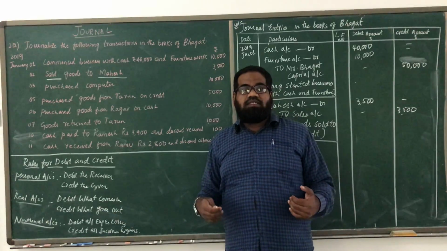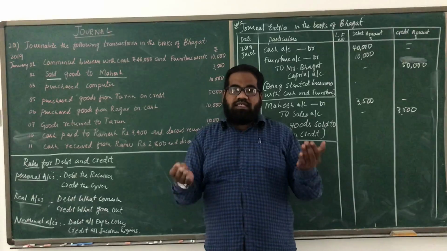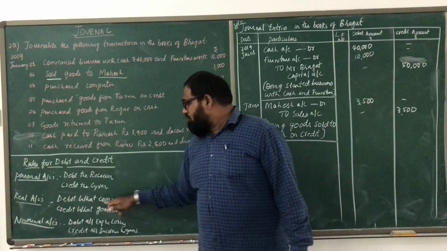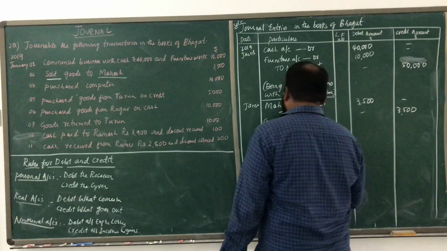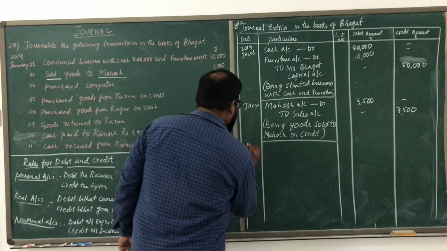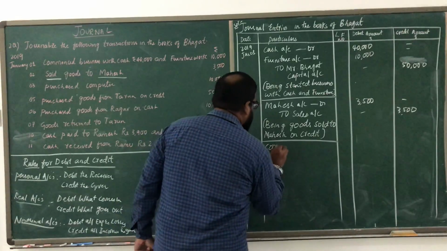So what is coming in the business? As per the question, we are purchasing a computer, which means the computer is coming in the business. So as per the rule of real account, debit what comes in. So we have to write computer in the debit. The date is 3rd January. Computer account debit.